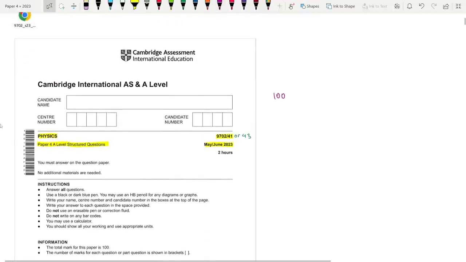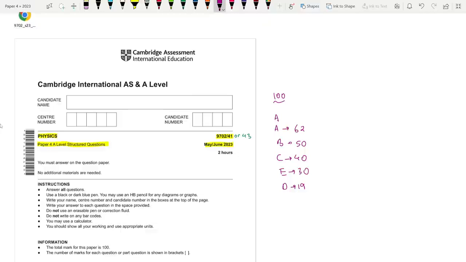Out of a total available raw mark of 100, A was at 62, B was at 50, C was at 40, D was at 30, and E was at 19. So where should A star be at? As you can see, there's a gap of about 10 to 12 marks for each of them. So this should be at around maybe 72 to 74. That is what you needed to get that A star.